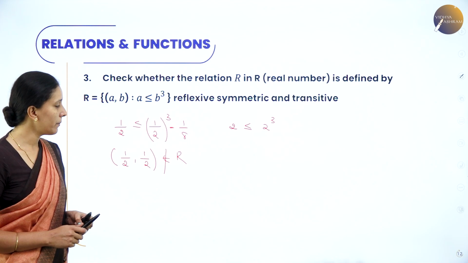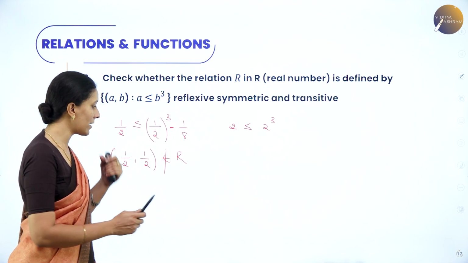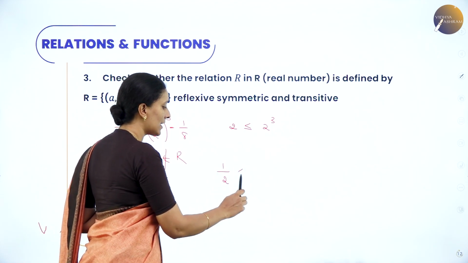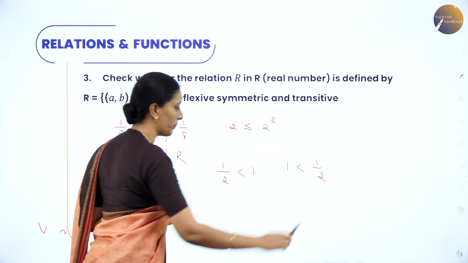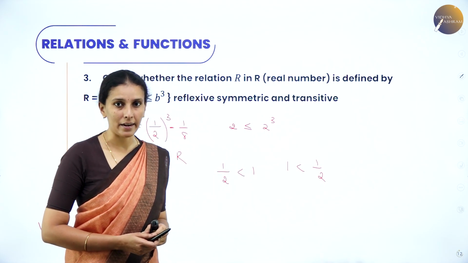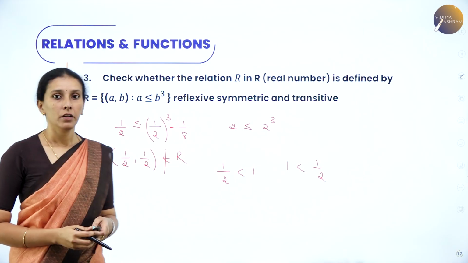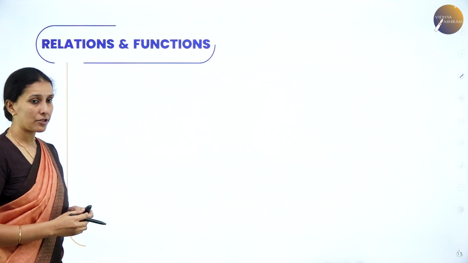Now, coming to the symmetric. Symmetry cannot happen. Clearly, if I take the same example, if 1 by 2 is less than 1, then I cannot say 1 is less than 1 by 2. So it contradicts the relation. Therefore, this is not a symmetric relation. Now, let's take an example for the transitive relation. So, let's take fractions here.